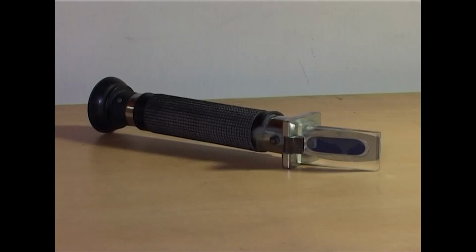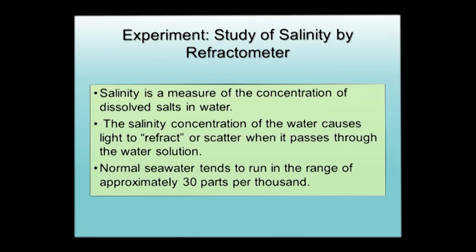Salinity is the measure of the concentration of salt in water. The salinity concentration of water causes light to refract, hence the name refractometer. It is a simple portable instrument that can be carried easily in the pocket to the field for enumerating the salinity of a sample. Normal seawater has a range of 30 parts per thousand, ppt.